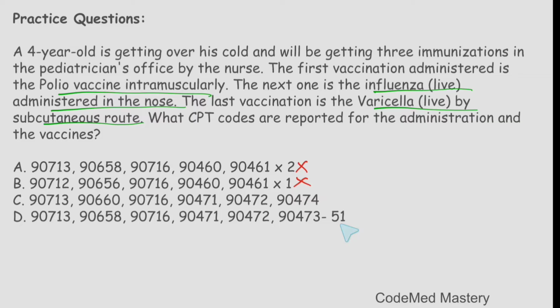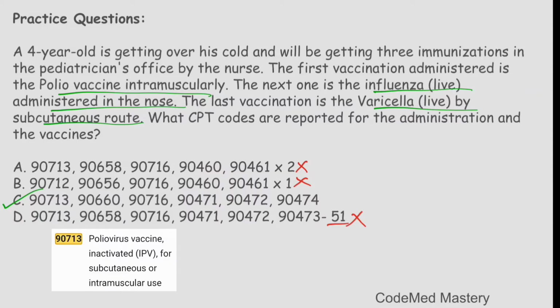Okay. We studied in the guidelines that we should not report modifier 51 for vaccine when performed with administration procedures. So by that you can directly eliminate option D because they have mentioned modifier 51. So without much effort we got the answer, that is option C. Now let us verify the codes in option C. Check the code 90713. 90713 is for poliovirus vaccine for subcutaneous or intramuscular use. You can see there is polio vaccine given intramuscularly.